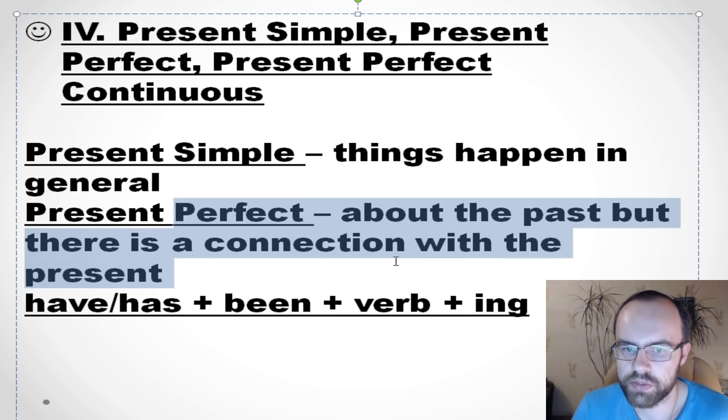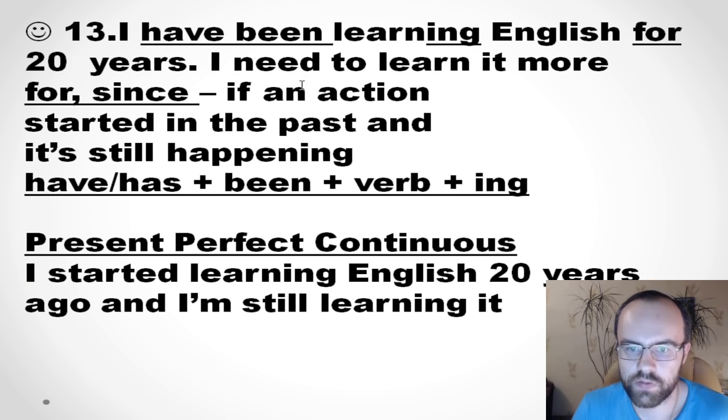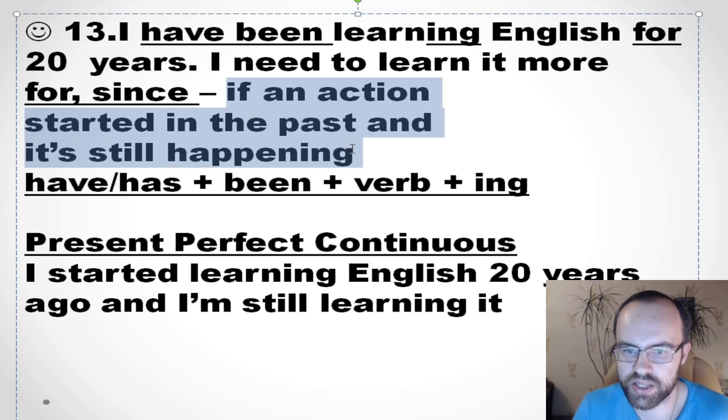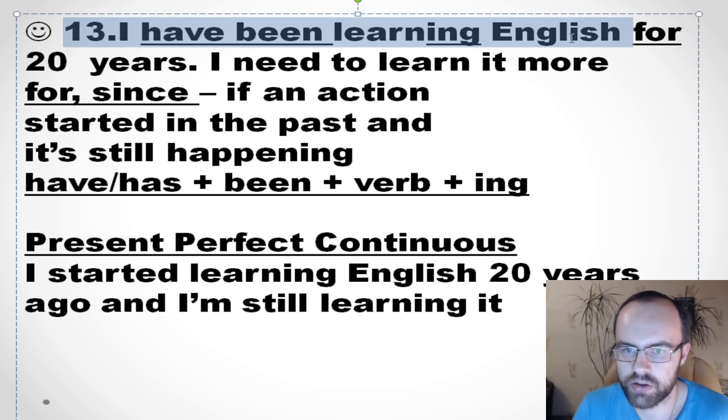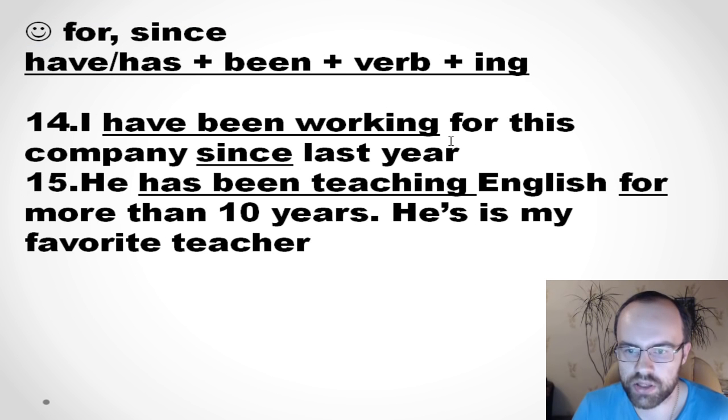And present perfect continuous, when do we use it? We use it for actions which started some time ago and which are still happening. For example, I started learning English 20 years ago and I'm still learning it, and you'll say, I have been learning English for 20 years. Next, I have been working for this company since last year, for and since.